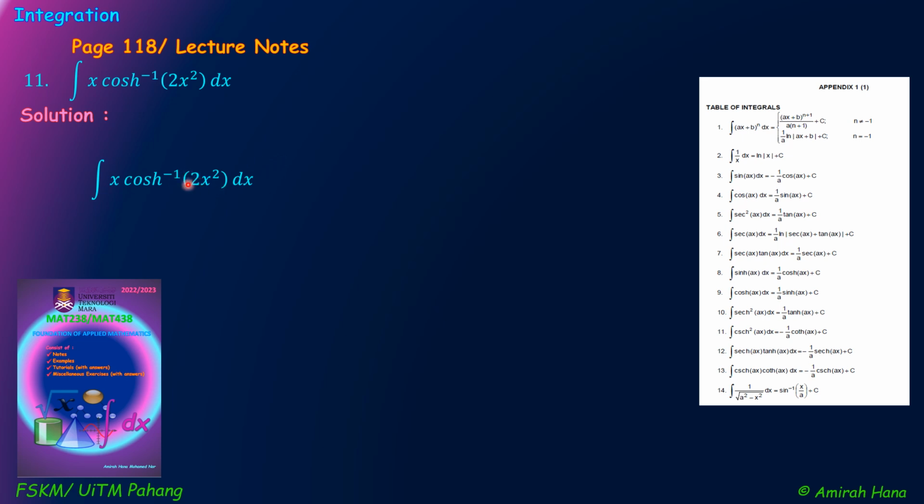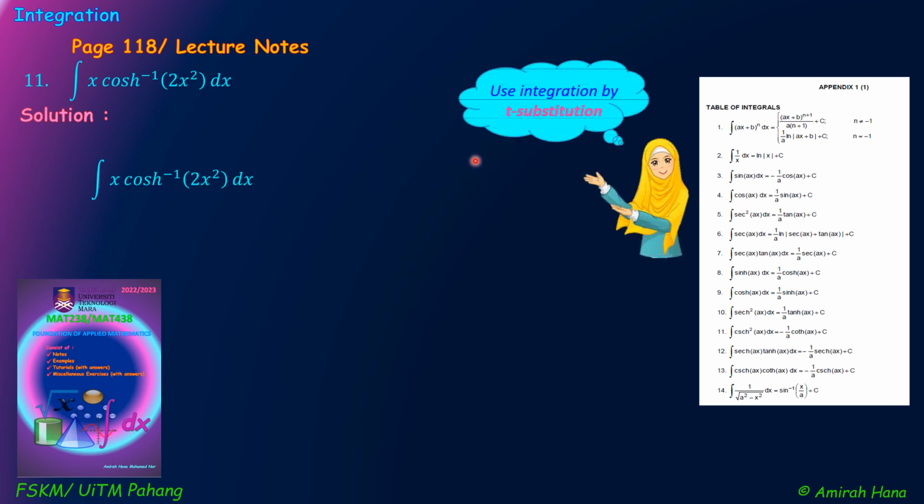Okay, we check the one inside the bracket: the x there is degree 2, and the x outside is degree 1. So they are related in terms of derivative. Since they are related in terms of derivative, maybe we can use u substitution. Right? So we integrate using u substitution.